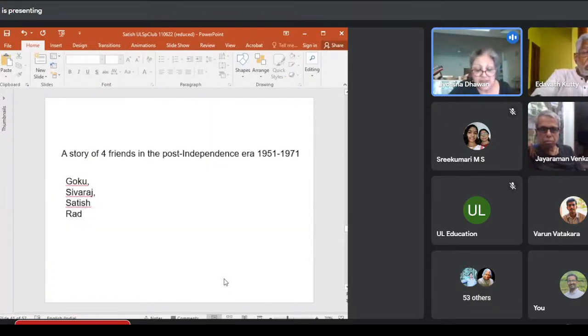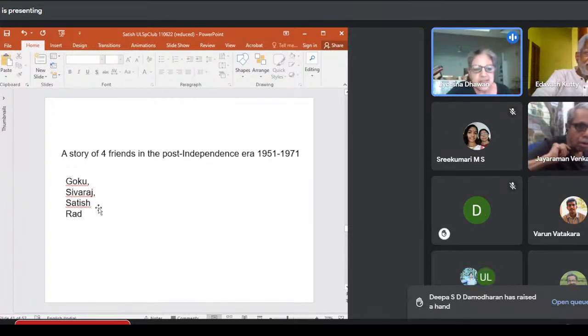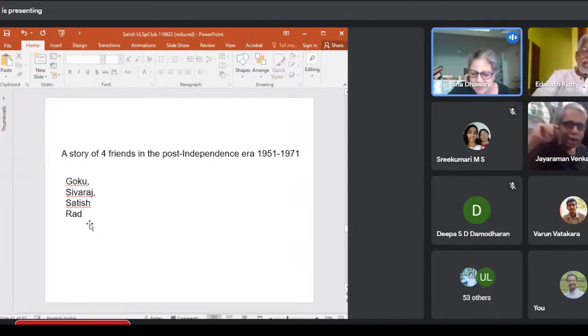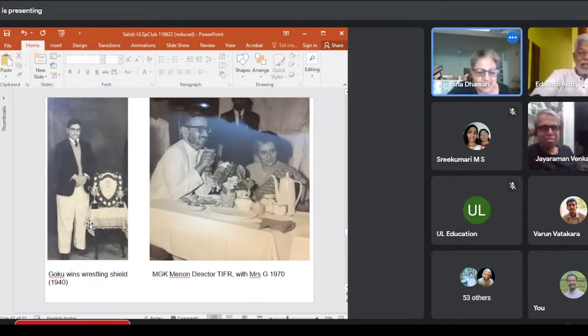I want to then reflect on another group, 4 friends in the post-independence era. I'll give you their first names here, and I will tell you who they are later. Some of the veterans in the audience may recognize them. The young people certainly wouldn't. I'll call them Goku, Shivaraj, Satish, and Rad. So here is a group of people.